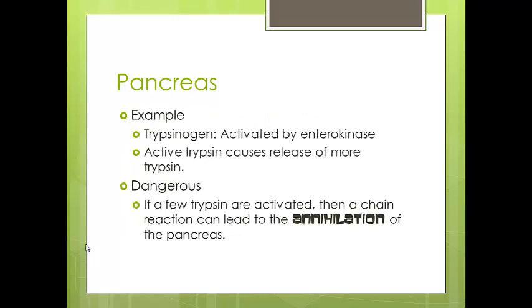Another enzyme releases trypsinogen. Active trypsin can cause the release of more trypsinogen, which will in turn be activated even by enterokinase. It's very dangerous because if the trypsin is activated early in the pancreatic duct, this can lead to the annihilation of the pancreas, which means a lot of organ death.